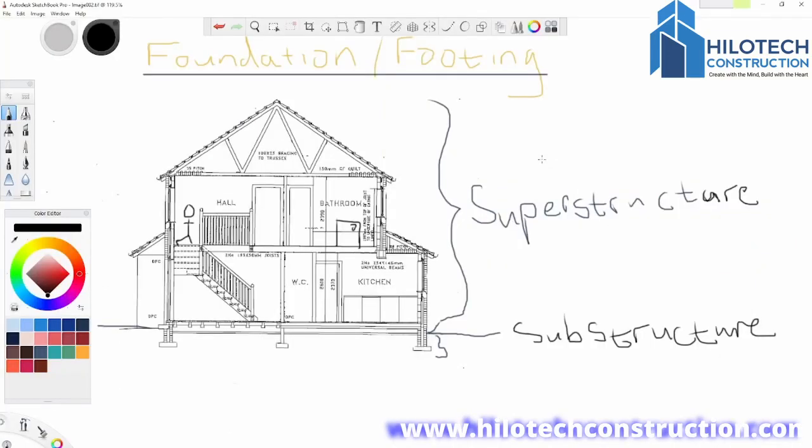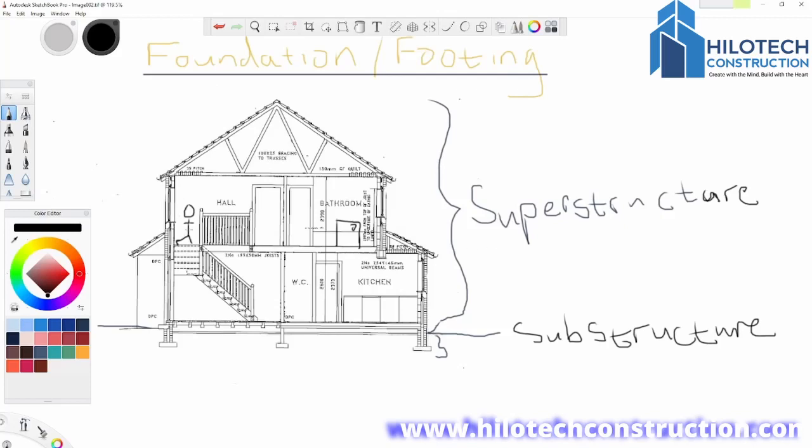Hello everyone. Now, a building is made up of two parts. You have the part that is above the ground and the part that is below the ground. The part that is above the ground is called the superstructure, and the part that is below the ground is called the substructure. Now, the superstructure is designed as the building is meant to be used. What do I mean? If your building was meant to be used as a school, then it is going to be designed like that. If it was meant to be used as a hospital, it is going to be designed like that. So that is what constitutes the superstructure.